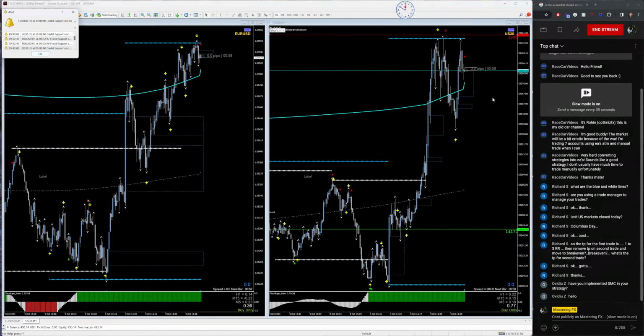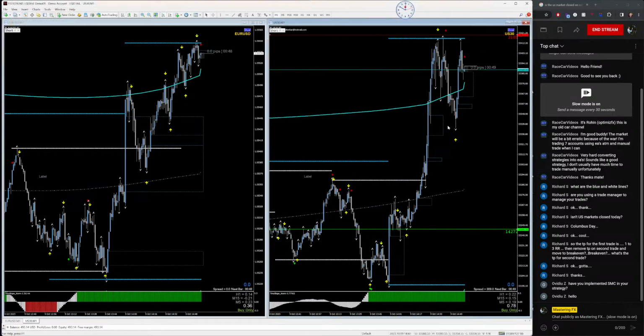But yes, this is a mix between my own theory that I firmly believe in, which is the TMA theory, and also ICT mixed in, specifically the judas swing and also the silver bullet. Which, talking about it, we're just going into the silver bullet hour. That is that gray area on my chart. So I marked out the silver bullet hour as well.